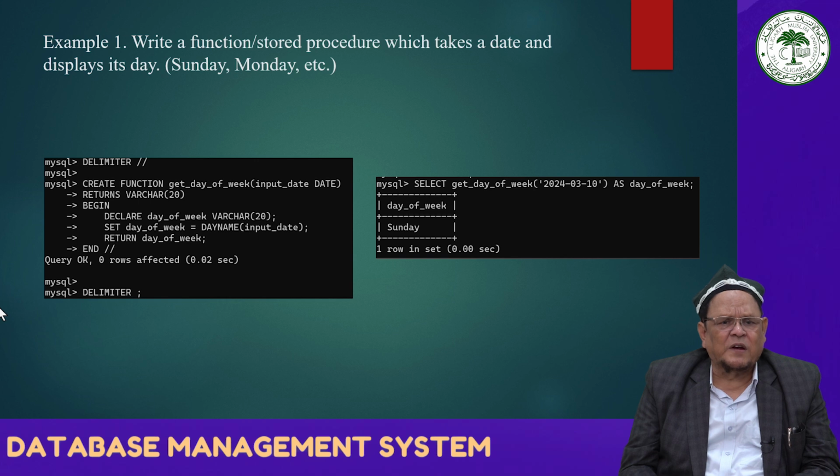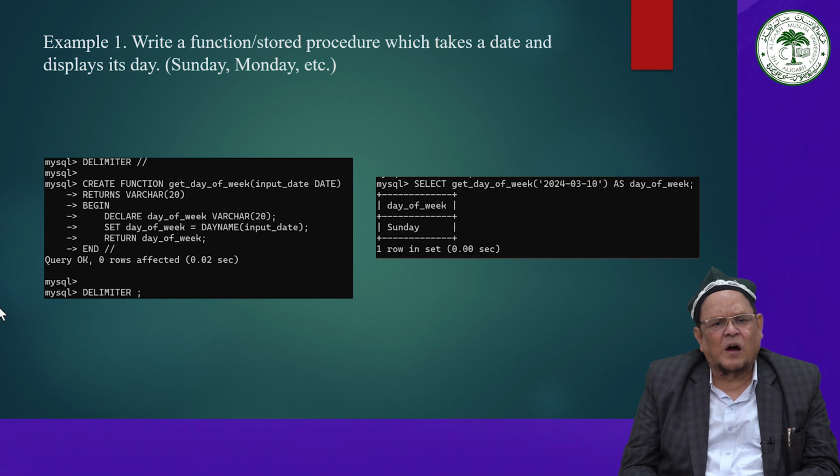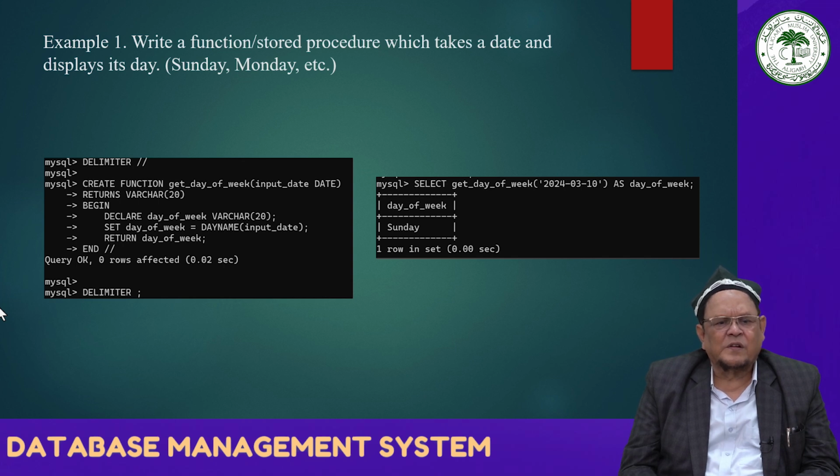In MySQL you write DELIMITER, then CREATE FUNCTION get_day_of_week. Within parentheses you input the date, input_date. RETURNS varchar(20), which is also a variable. Then BEGIN. You declare day_of_week as varchar(20). SET day_of_week equal to DAYNAME within parentheses input_date. RETURN day_of_week, which returns that value. Then END. When you run it, it will show OK. And then DELIMITER semicolon.